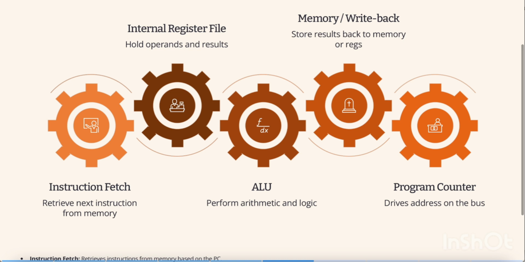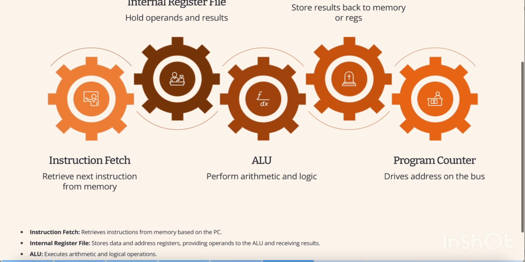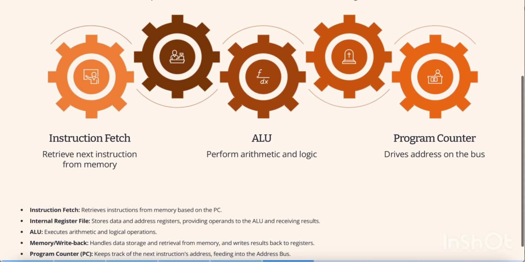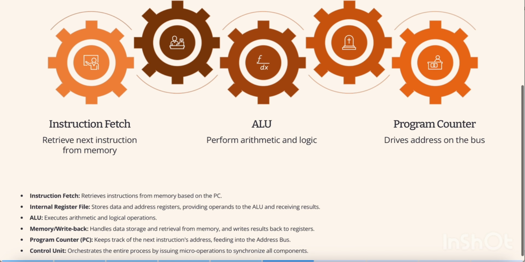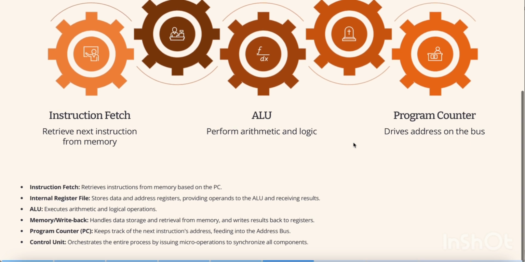So, firstly, moving on to instruction fetch, it retrieves instructions from memory based on the PC. Then internal register file. It stores data in address registers, providing operands to the ALU and receiving results. Then ALU, which is the arithmetic logic unit, it executes arithmetic logical operations. Then we have the memory or write back. It handles data storage and retrieval from memory and writes results back to registers.